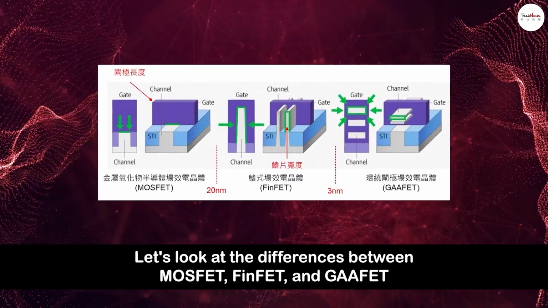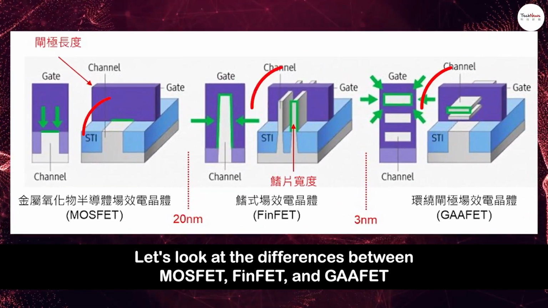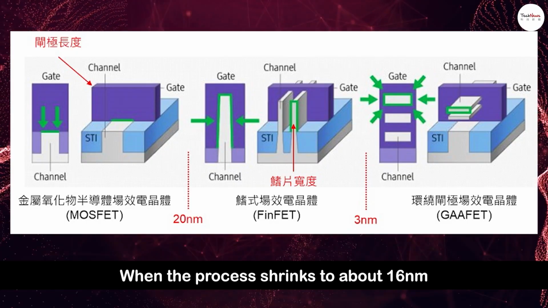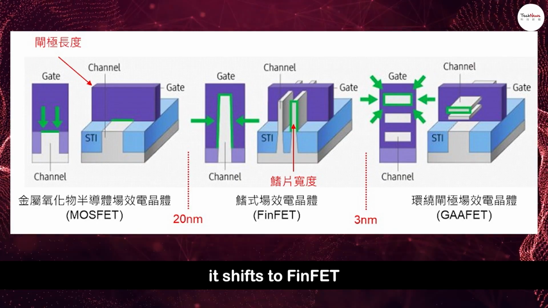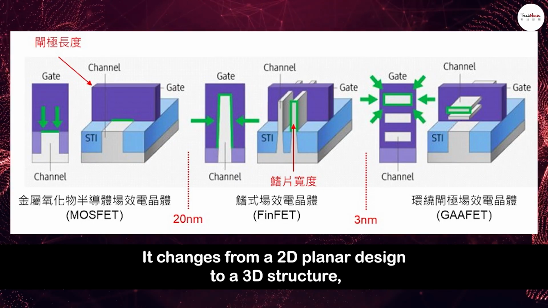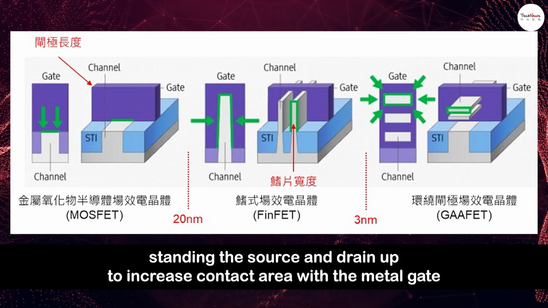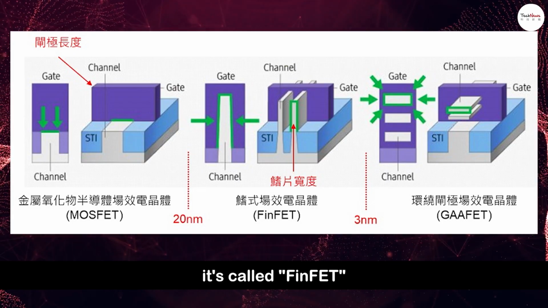Let's look at the differences between MOSFET, FinFET, and GAAFET. The channel placement changes to increase contact with the gate. When the process shrinks to about 16 nanometers, it shifts to FinFET. It changes from a 2D planar design to a 3D structure, standing the source and drain up to increase contact area with the metal gate. Since the upright structure resembles a fin, it's called FinFET.